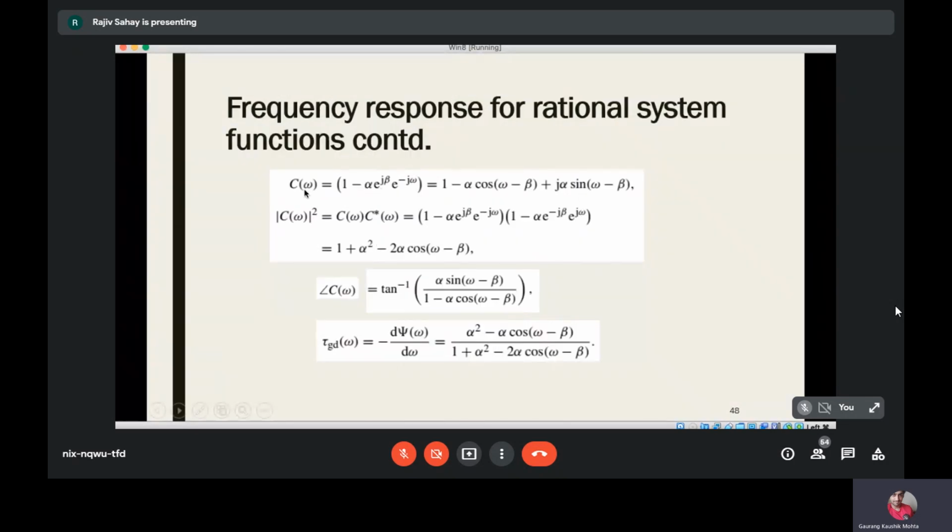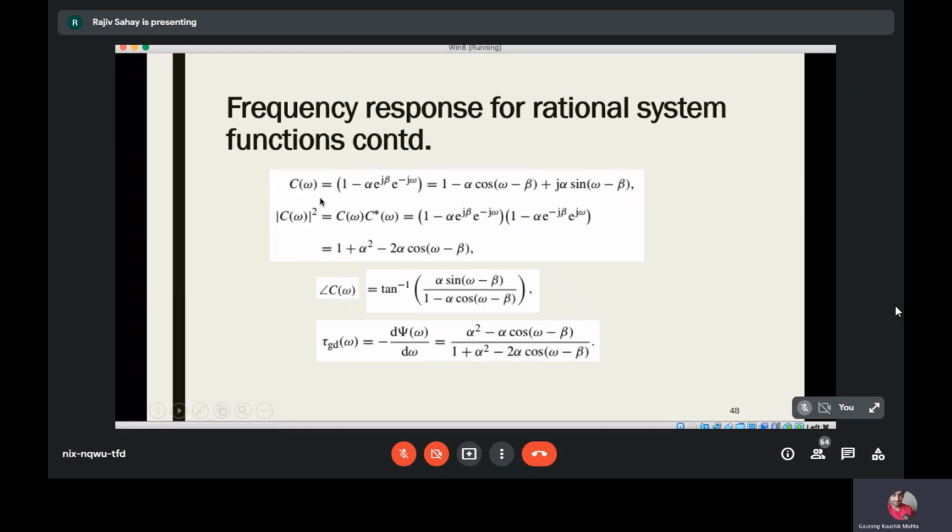So now we have written the factor C of omega as 1 minus alpha e to the power j beta e to the power minus j omega. So this can be written as cos of beta plus j sine beta, and this is cos of omega minus j sine omega. So then you can get the product terms here, which can be expanded and written like this.